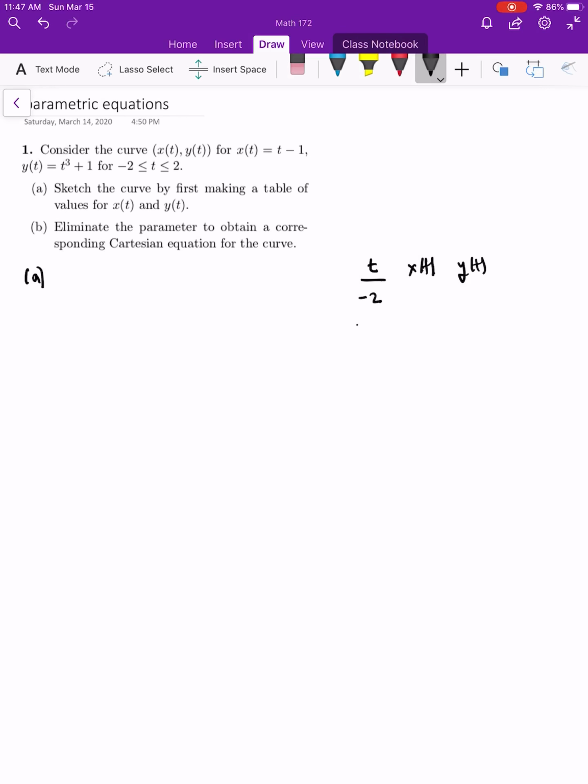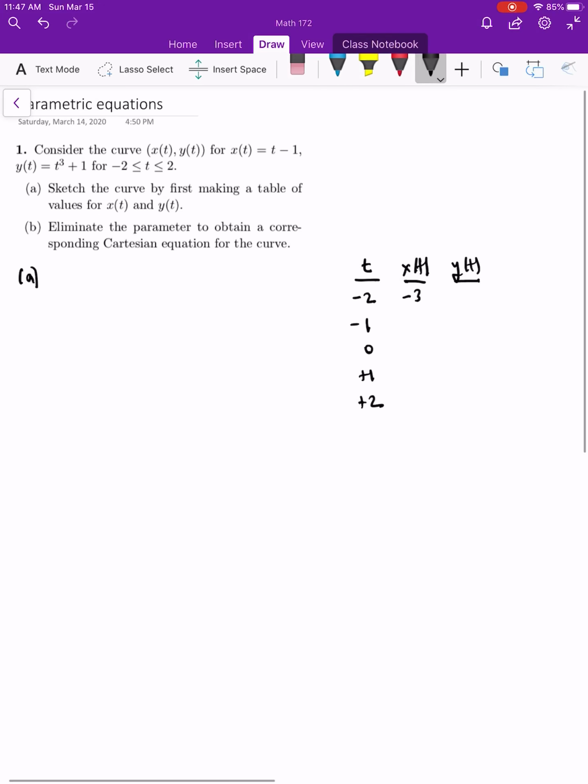Let's say t takes values -2, -1, 0, 1, and 2. And plugging into the formula for x, we'll see the corresponding x values are -3, -2, -1, 0, and 1. Meanwhile, the y values are -7, 0, 1, 1 cubed plus 1 is 2, and 2 cubed plus 1 is 9. I'll then go ahead and plot points.